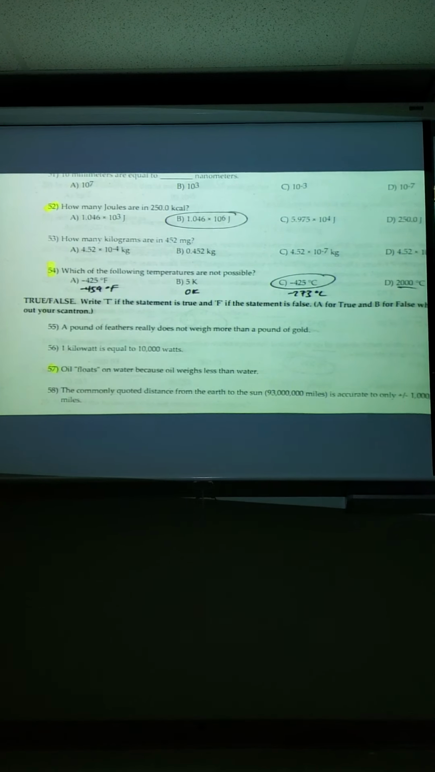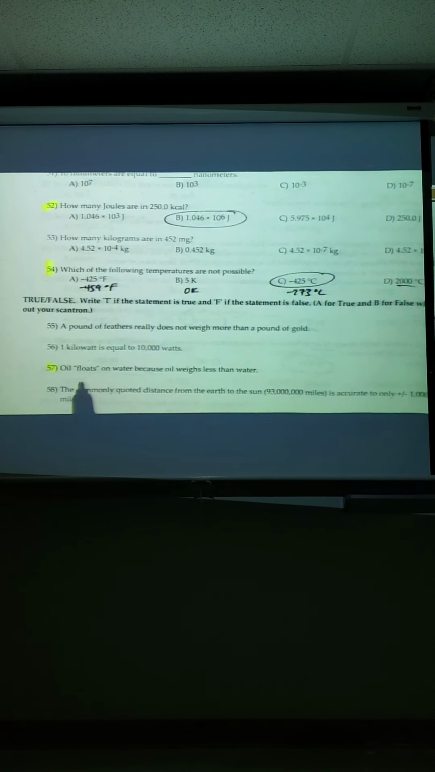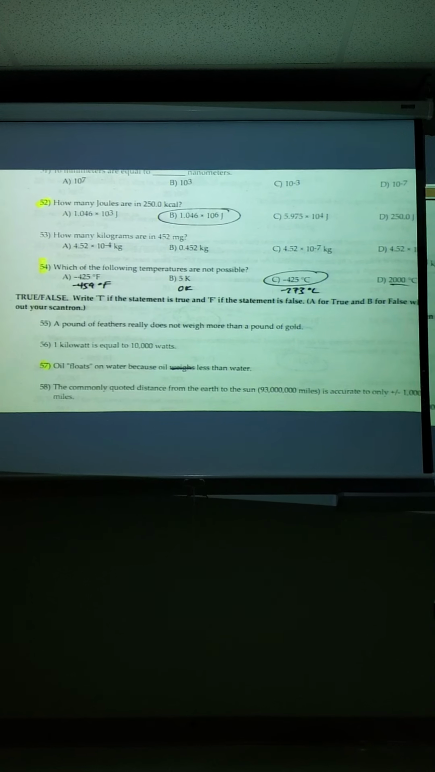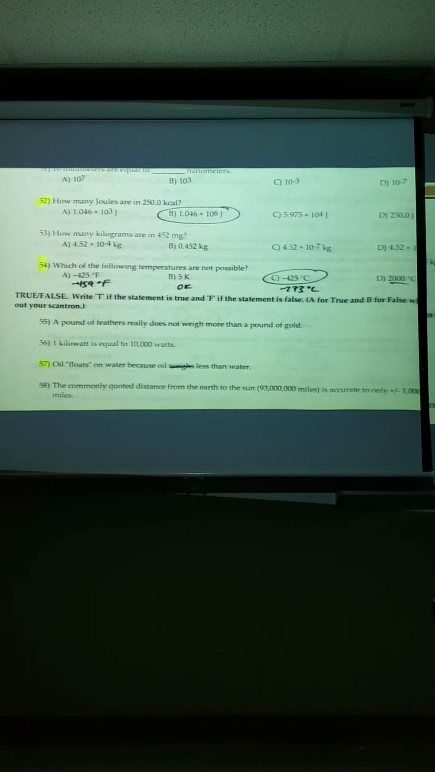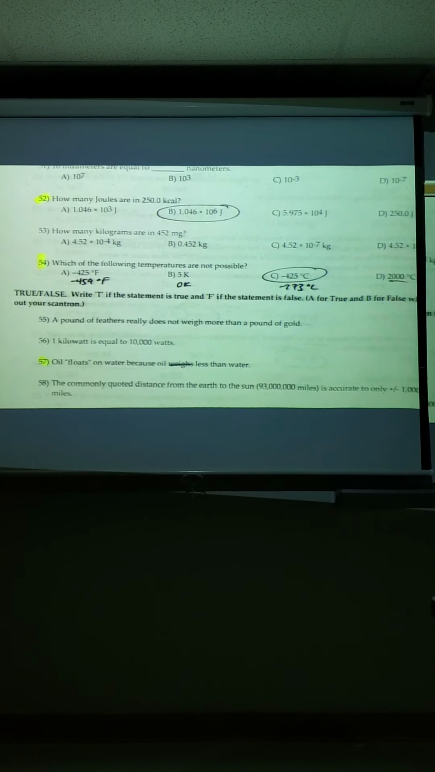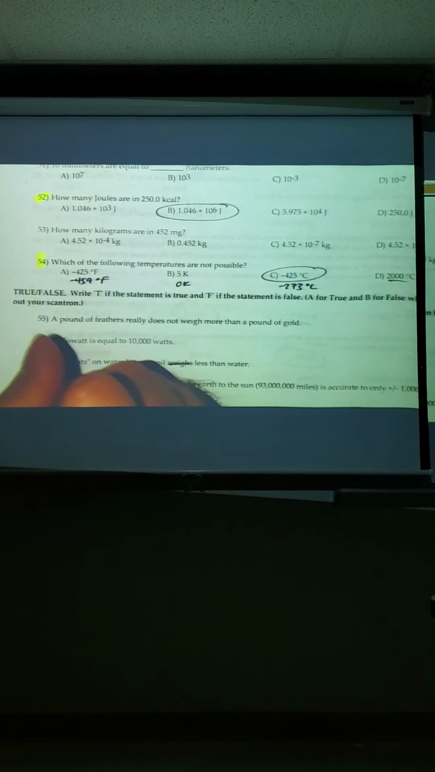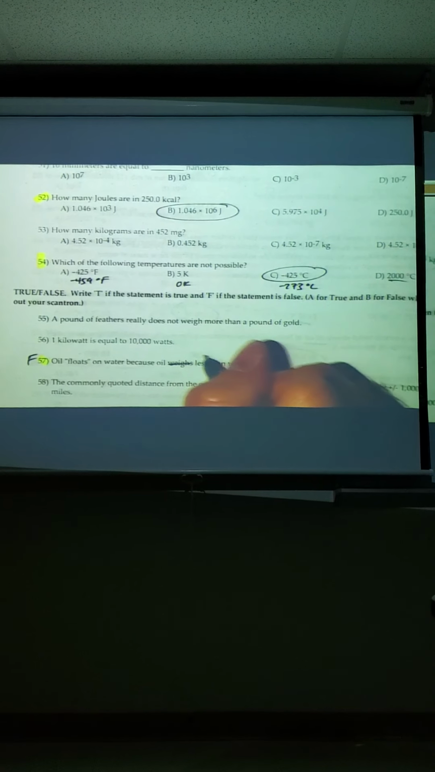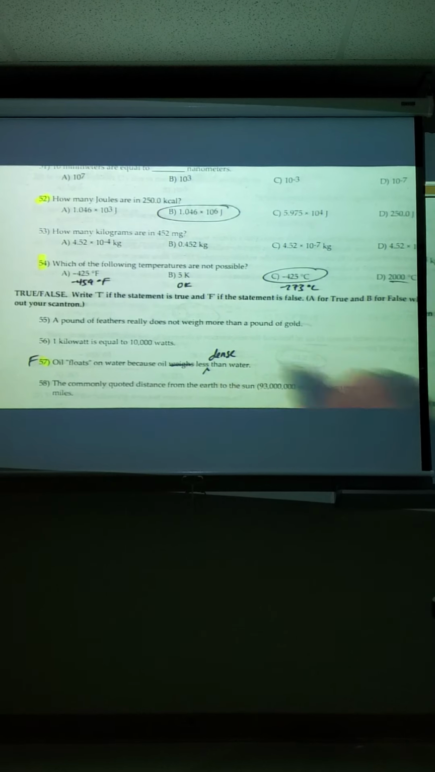Number 57. Oil floats on water because oil weighs less. I almost gave away the answer. Weighs less than water. Remember, that's very similar to that joke earlier. If you float, it's because you are less dense, not because you weigh less. Oil is actually a whole lot larger than water, molecularly. It's usually a hydrocarbon more than 9 carbons in length to make most mineral oil kinds of things. So much, much heavier. So definitely that is false. It should be less dense to float.